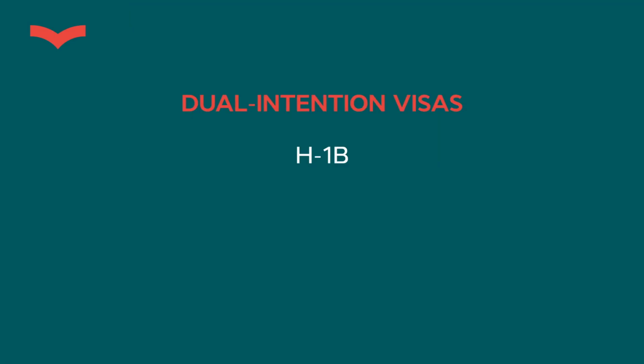I'm not sure about J1 visa because I don't do those type of visas. But other visas don't have the dual intent. H1B, O1, P1, L1, they have a dual intent, so those are really good visas because you can be open about your immigration to the US.